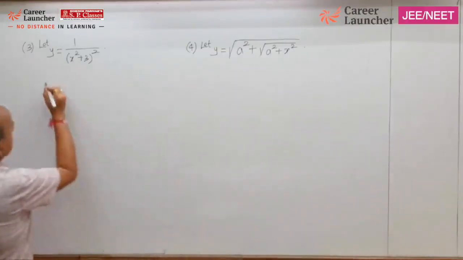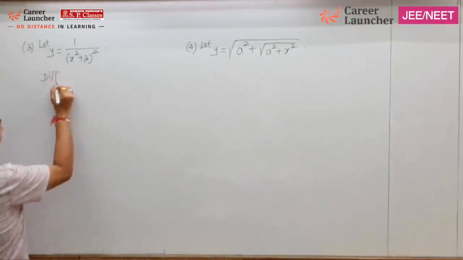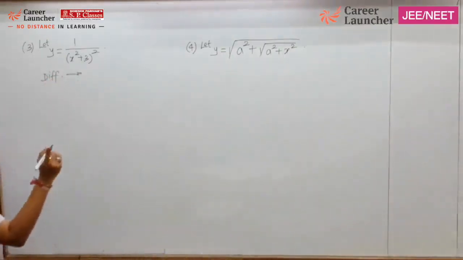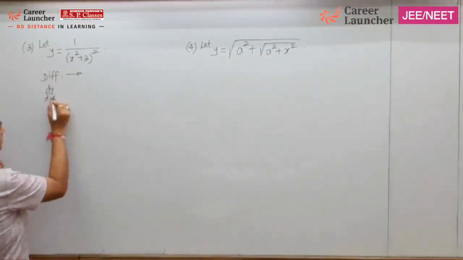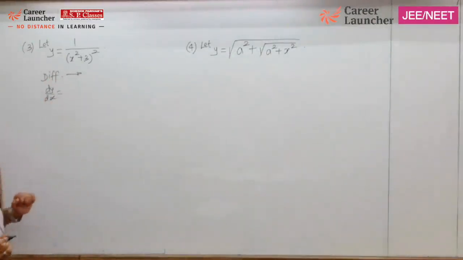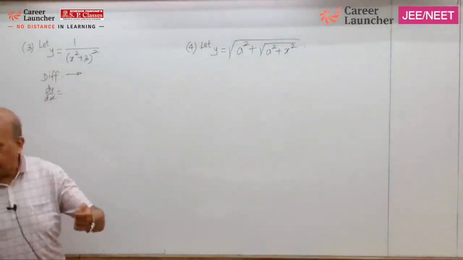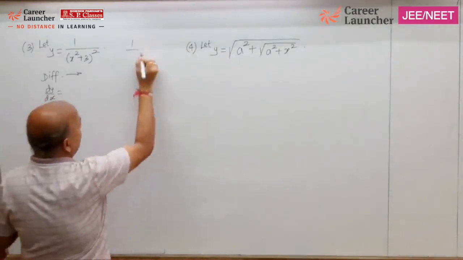So I'll use the chain rule and get the answer. Differentiating, please concentrate. dy by dx. Come on, tell me, what is the formula? Minus n upon x raised to n plus 1. Here I'll write.